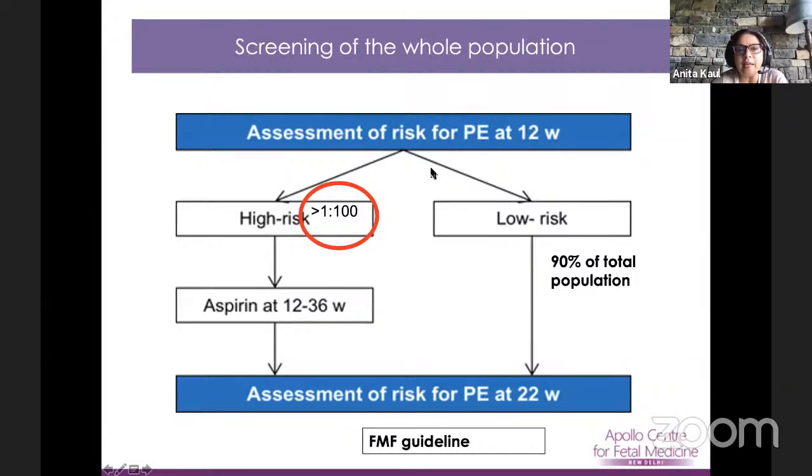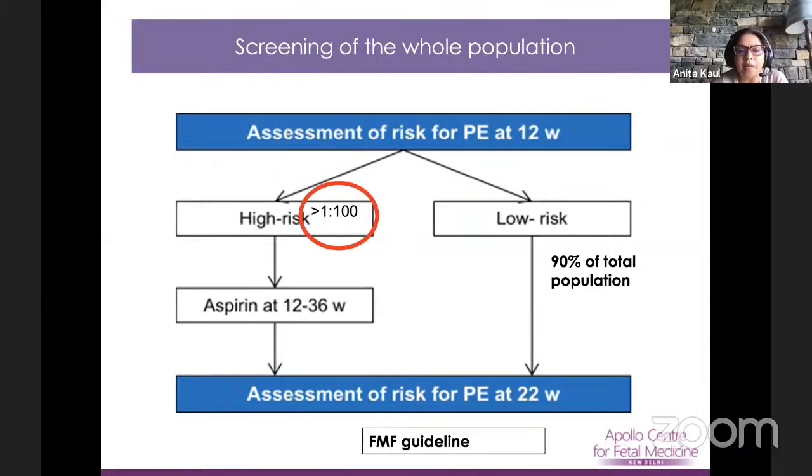So the FMF guideline, because it is part of this inversion of the pyramid of antenatal care, is that you screen at 12 weeks, and then identify women who are high risk. And I've emphasized this circle because I essentially want you to realize that high risk means a risk which is more than 1 in 100.